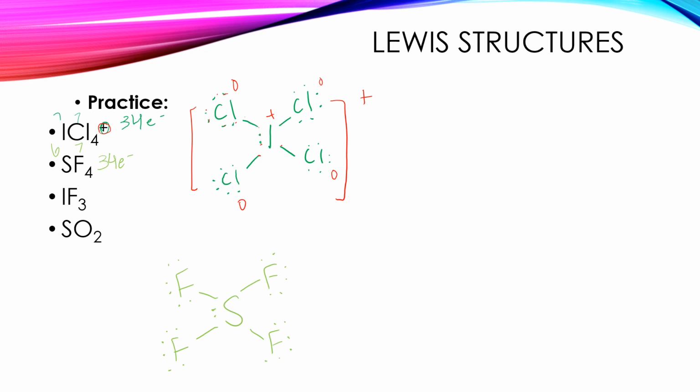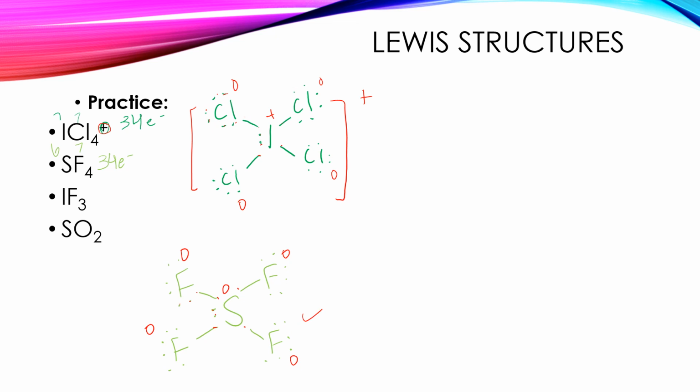Check my formal charges. Fluorine normally has 7. Here it has 7, so that's a formal charge of 0. All of them have 7 around, so all of them have a formal charge of 0. And sulfur normally has 6. 1, 2, 3, 4, 5, 6. So that's also a formal charge of 0. So this is my complete Lewis structure.